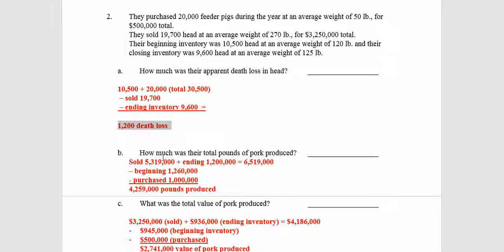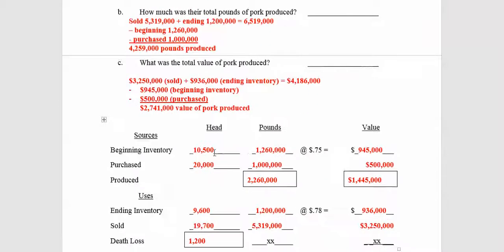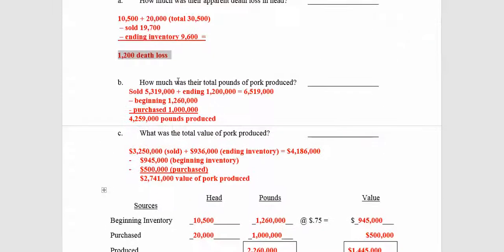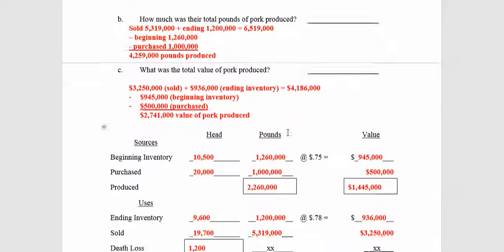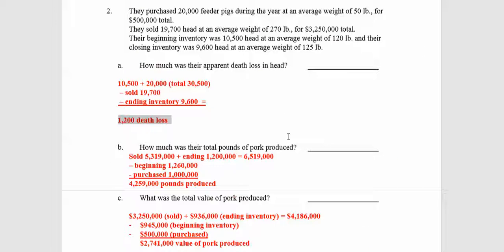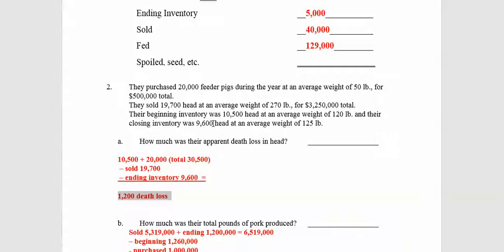Next question then is, how much was the total pounds of pork produced? And this little table on the back side of the sheet helps us with that. Total pounds of pork produced. Well, let's figure out our total inventory to begin was 10,500 head, and they tell us here that 10,500 head averaged 120 pounds.